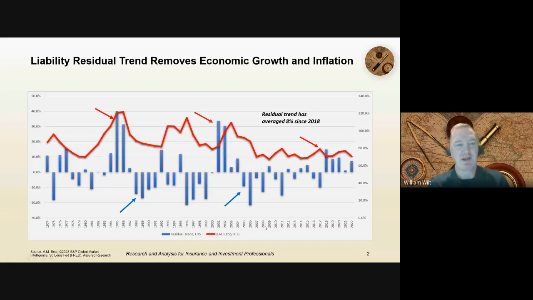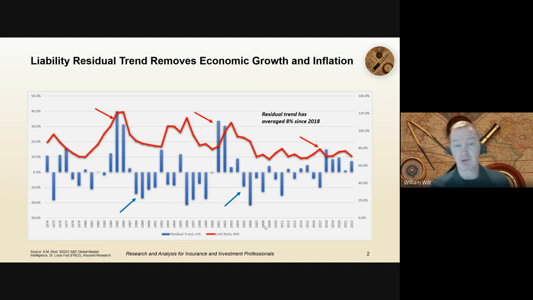Okay, so what is the residual trend? Those are the bars that you see there. What we've done is go back to the early 1970s when the annual statement first required the split out of individual lines of business. And we've captured the growth in liability loss and loss adjustment expenses. That is for other liability and product liability, occurrence and claims made combined. But we've removed from that to capture the residual trend, which is what the bars are showing.